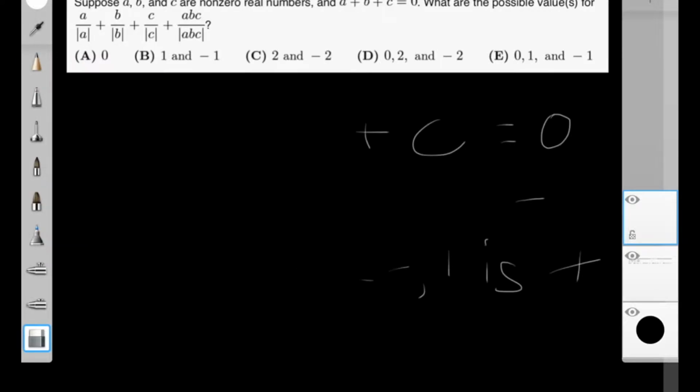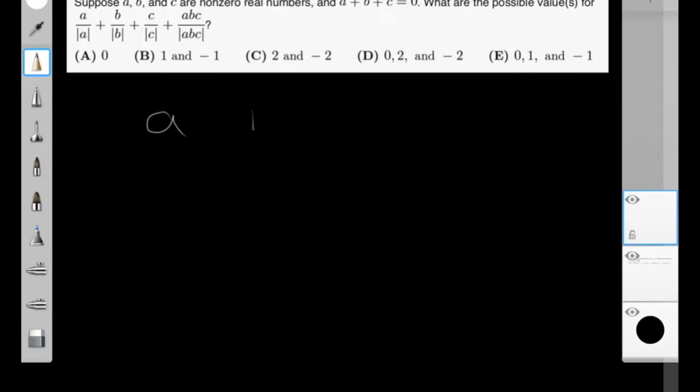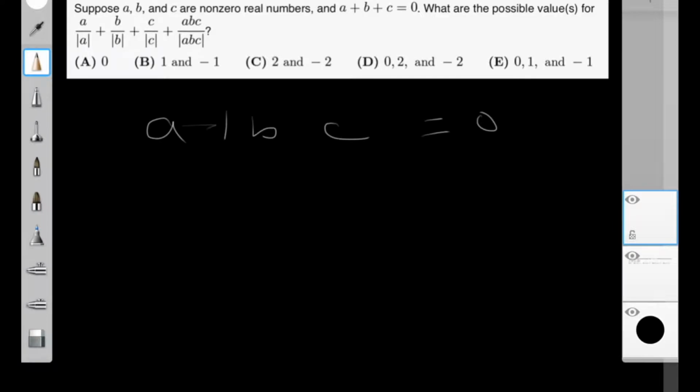Let me just erase this. Okay, so A plus B plus C is equal to 0. Now let's say that A and B are both the positive ones, and C is the negative one. We'll just assign values for them to help clear things up, right? This works: 1, 2, and negative 3. So let's plug these values in.